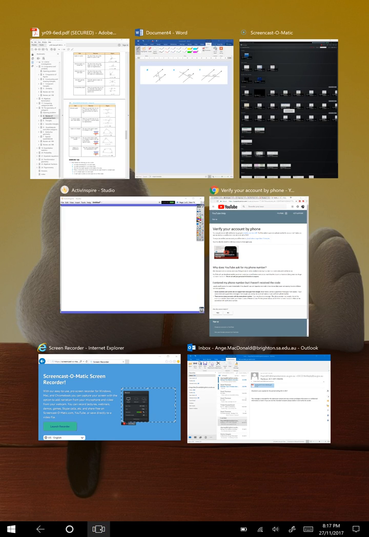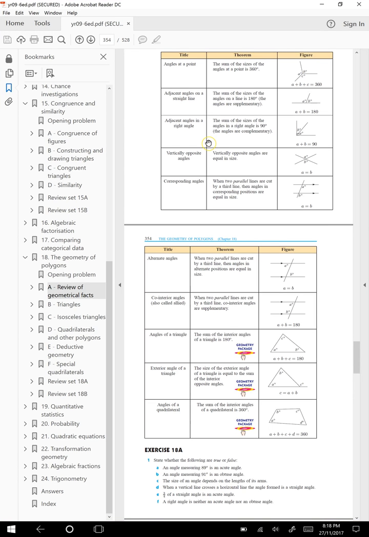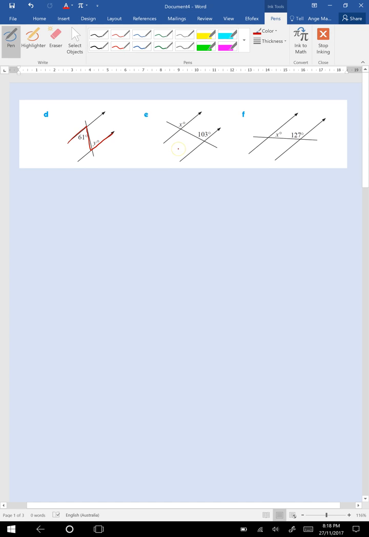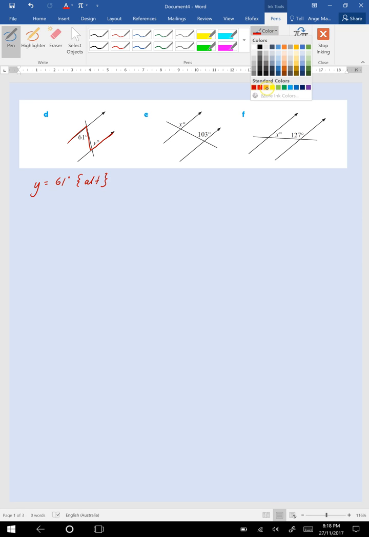So really, when we're doing this question, you're just trying to match. If you have a look at this one, we can make that Z shape there, and so that matches this theorem here, which means they're alternate angles, and it says that they're the same. So it's a simple matter of going over here and saying y equals 61 degrees, but you have to put the reason. I'm happy if you just write alt. If you would like to write alternate, feel free, by all means do so.